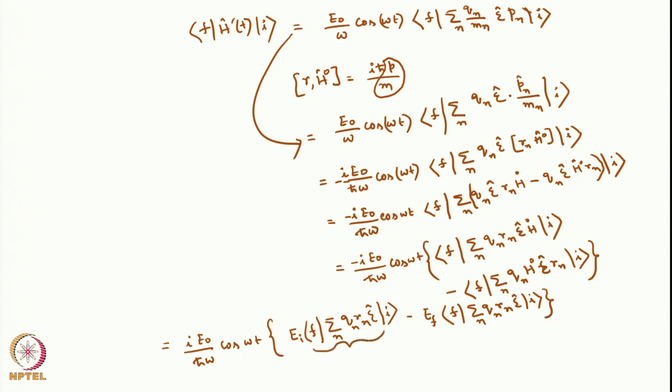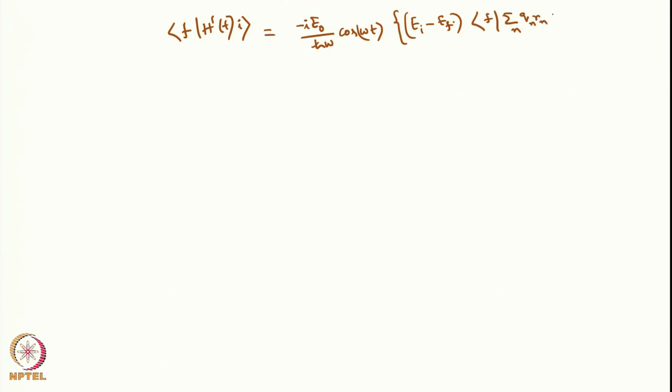Now we will see the integral in both cases is the same. So essentially your f h prime of t i can be written as minus E naught by h bar omega cos omega t into E i minus E f into integral f sigma over n q n r n epsilon divided by i.